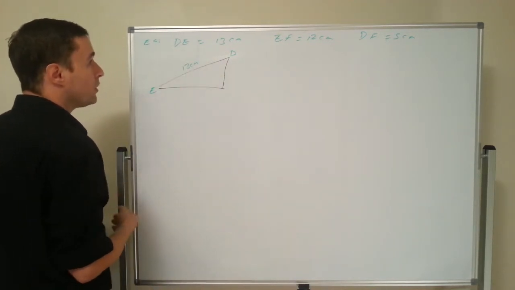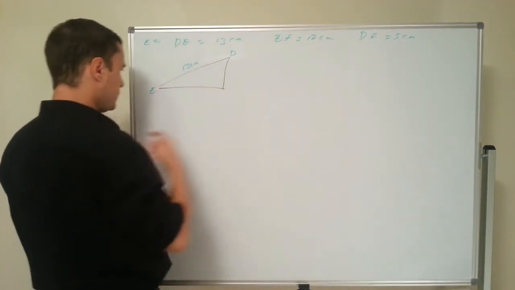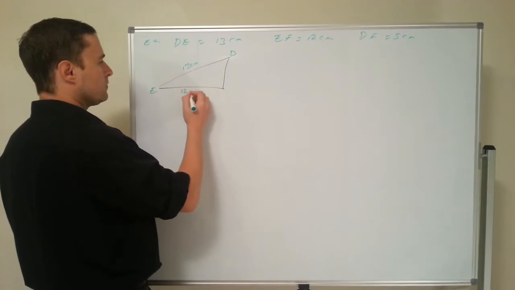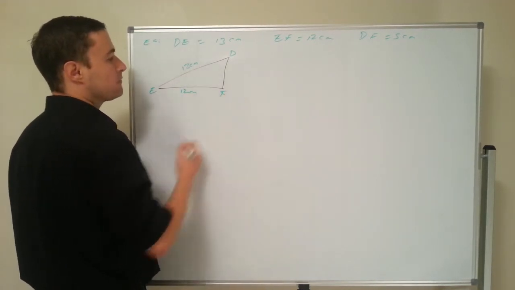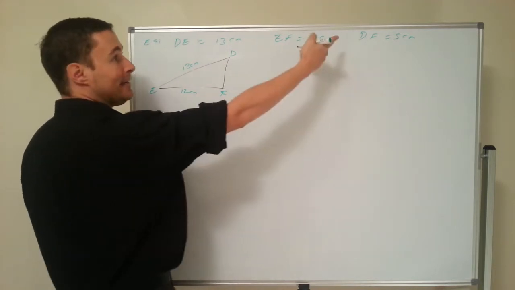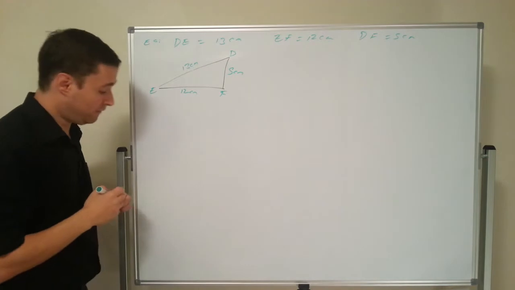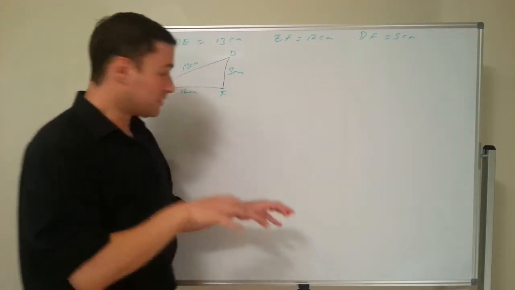Well then let's look for the second longest side. EF is 12 centimeters. So the second longest side of my picture is 12 centimeters. Let's make this one EF. Well, it has to be because that's E, so the other side must be F. And that leaves the only other option is DF, and that has to be 5 centimeters. Okay, fantastic.